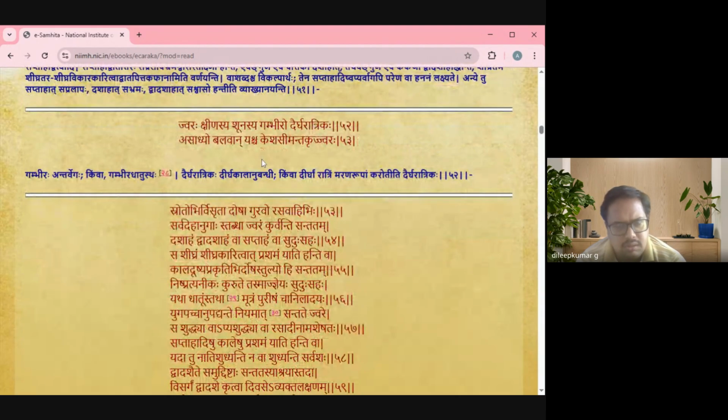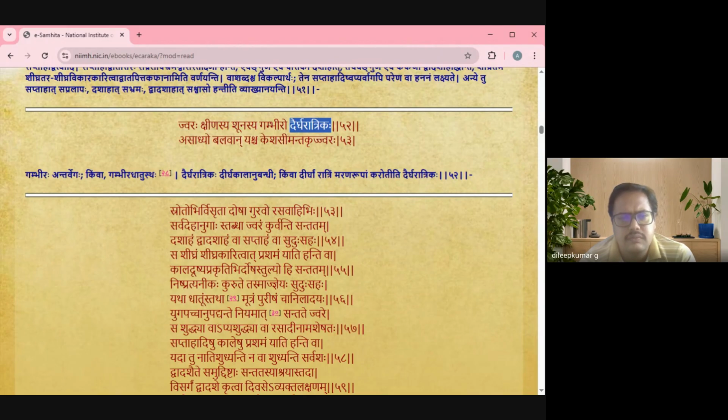Which is the Asadhya Jwara? Jwara in one who is very debilitated. Cachexia is there, severe weight loss is there. Shotha or severe swelling is there. Gambhira, deep tissues are involved. Dairghya Ratrika, it is called very difficult night. Dirghakala Anubandhi. Most chronic Jwara, all these are Asadhya Jwara.